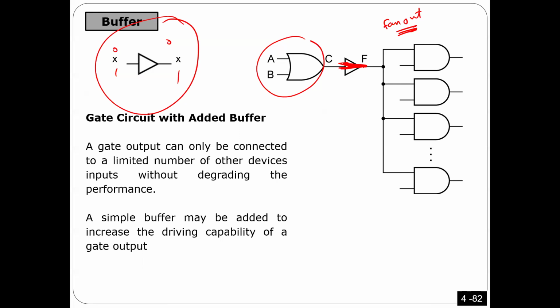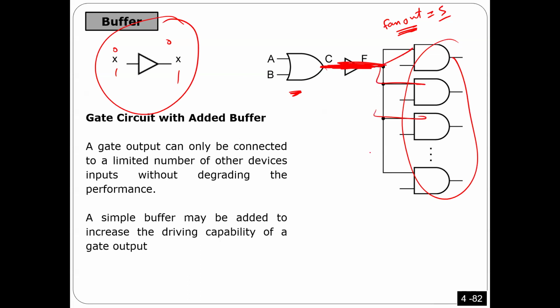As I told you before, we have something we call fan out. Fan out means if you check the data sheet of any gate, it's going to tell you, for example, fan out is 5. What does it mean? It means the output of this gate can be connected to only 5 gates, no more than that. So there is a restriction on how many other gates the output of one gate can connect to. We call it fan out.